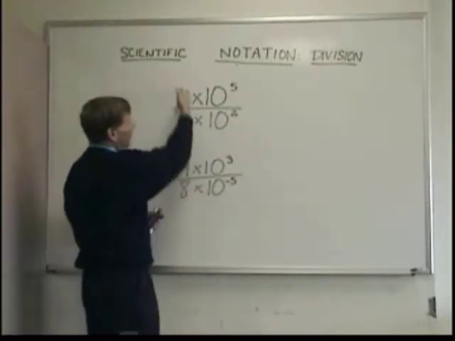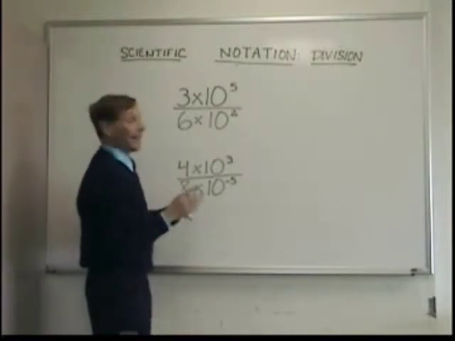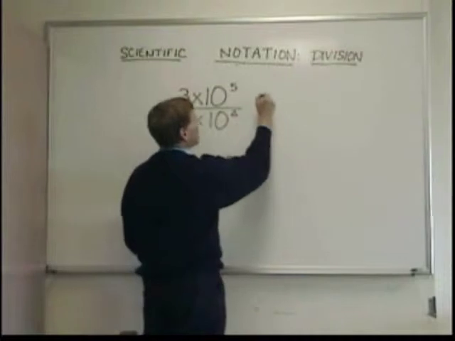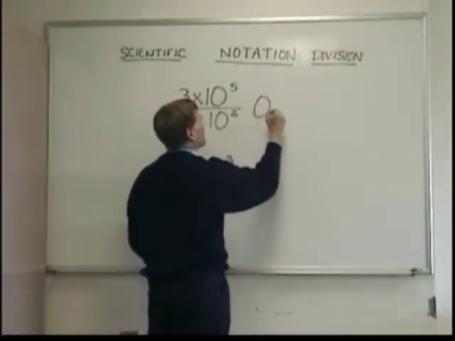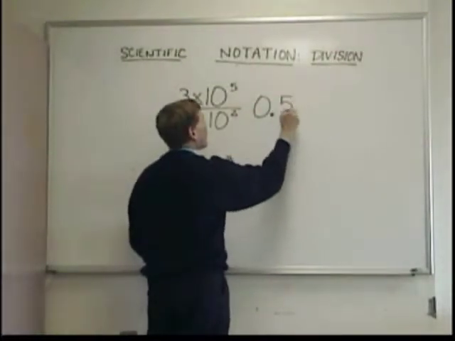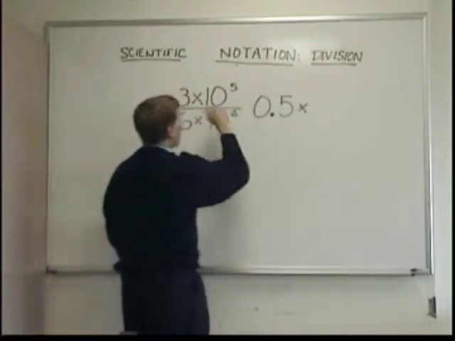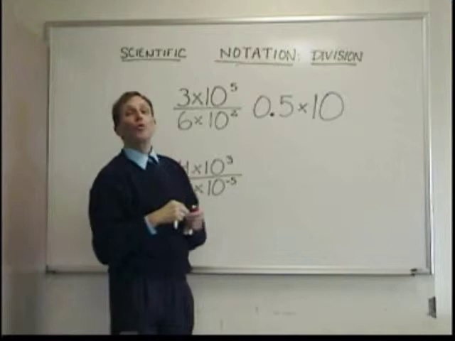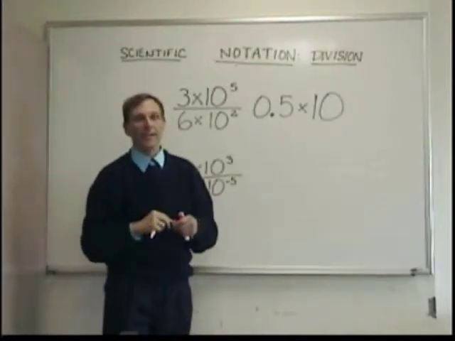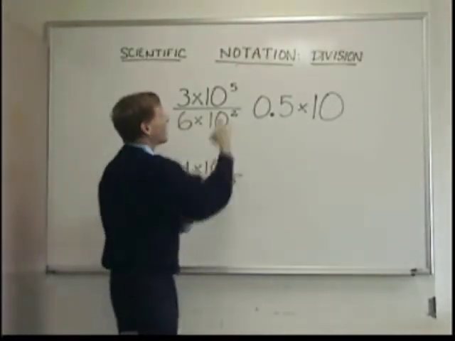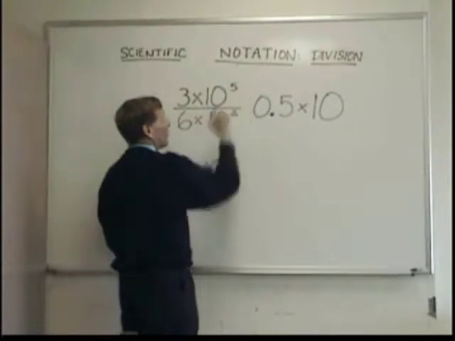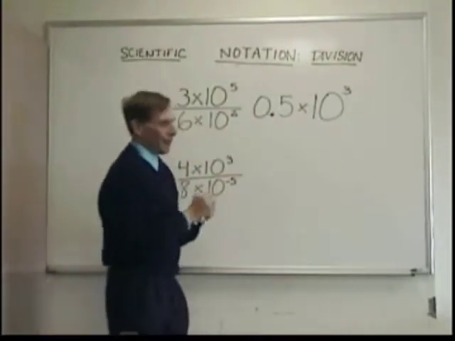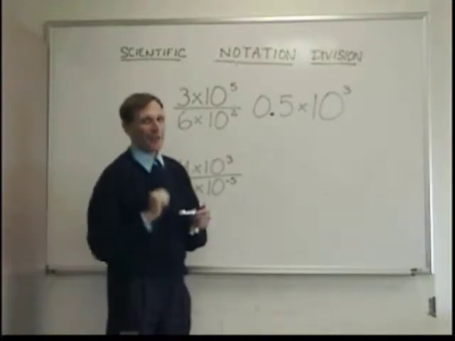Now basically, the big numbers, the base numbers, you divide like you normally would. 3 divided by 6 comes out to 0.5. Always times 10 in scientific notation. And remember the rules for division of exponents. You subtract. So I subtract 2 from 5, and I have 3. And there's my answer. But it's not correct.